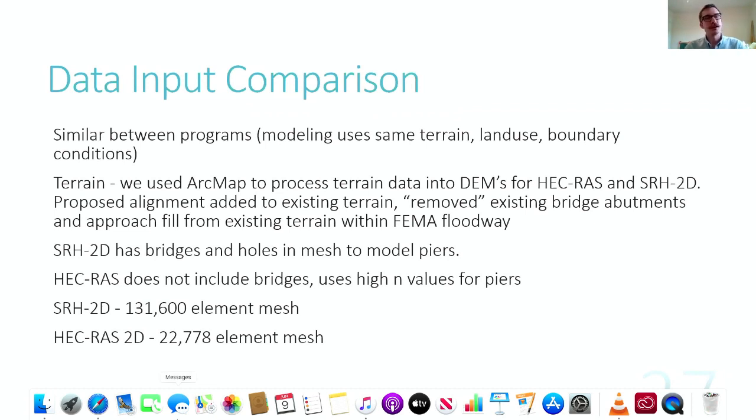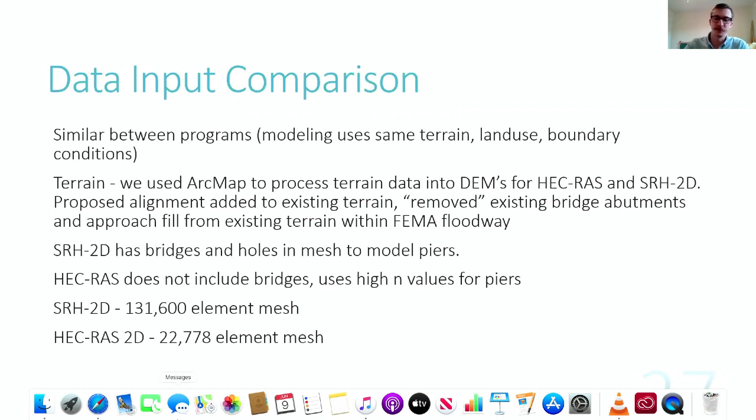Well, when you're working in SRH2D and you're setting up patching, detailed patching, you can end up with a lot of extra cells. And also when you're setting up the pressure flow boundary conditions and patching near a bridge, that requires more cells as well. Whereas HEC-RAS just has a pretty automated mesh generation tool.